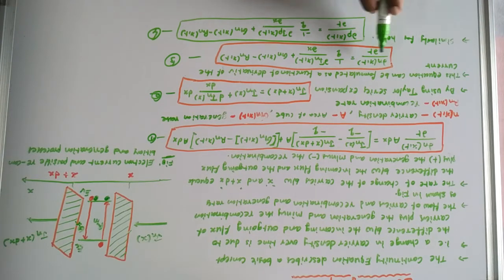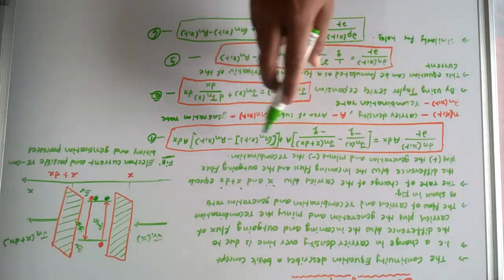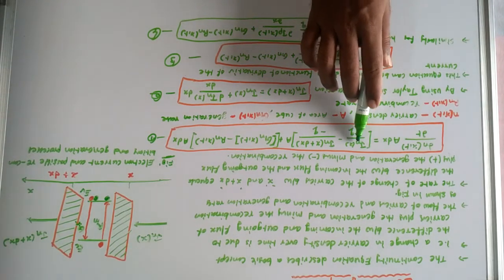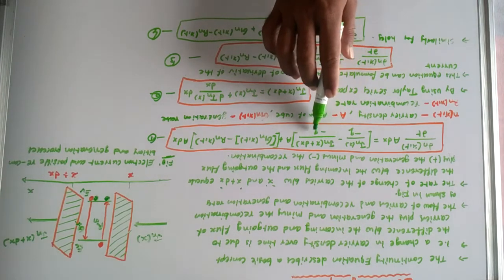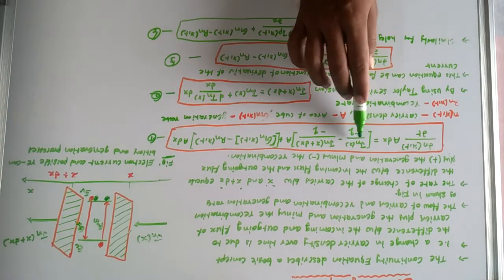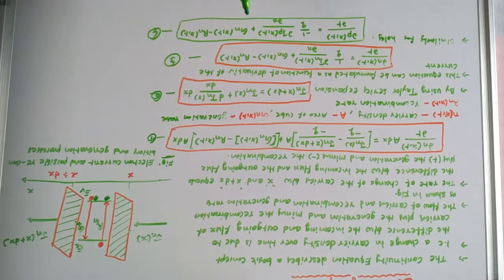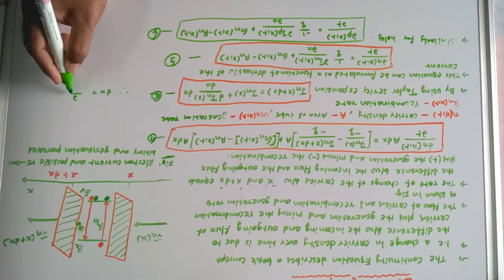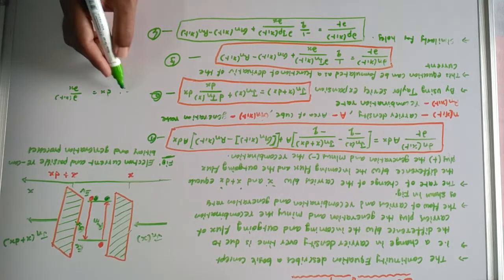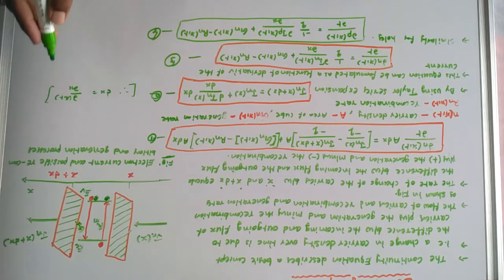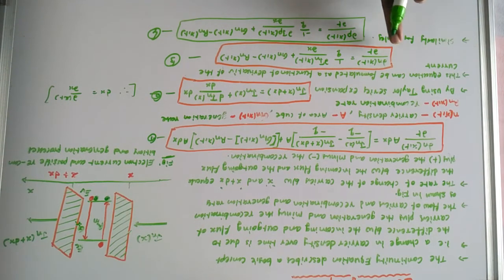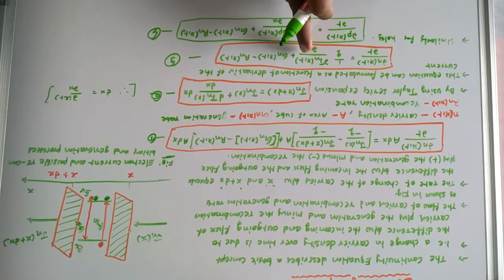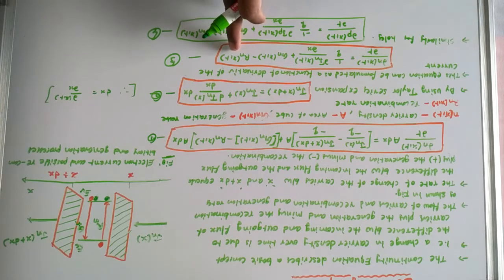Equation 4: for the electron, ∂n(x,t)/∂t, the A dx terms cancel. The Jn(x)/(-q) and -Jn(x)/(-q) terms cancel, and dx means ∂/∂x. Therefore ∂n(x,t)/∂t = -(1/(-q)), that is minus minus is plus, 1/q ∂Jn(x,t)/∂x + Gn(x,t) - Rn(x,t). This is equation 3.